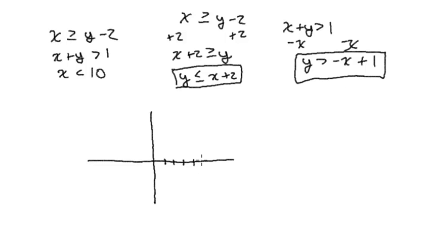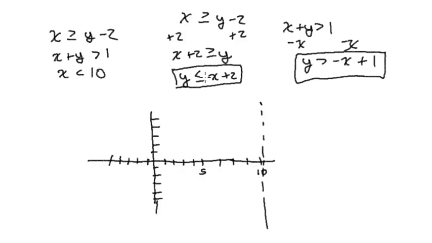Okay, so let's draw our graph now. 1, 2, 3, 4, 5, 6, 7, 8, 9, 10. Okay, so x less than 10. That's going to be a dotted vertical line going through 10. And x less than, well, where is x less than 10? X is less than 10 at 9, at 8, at 7, so that'll be all on this side.